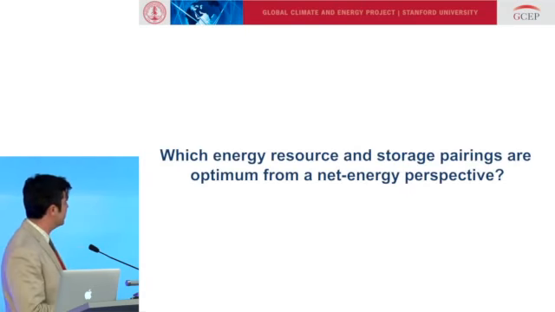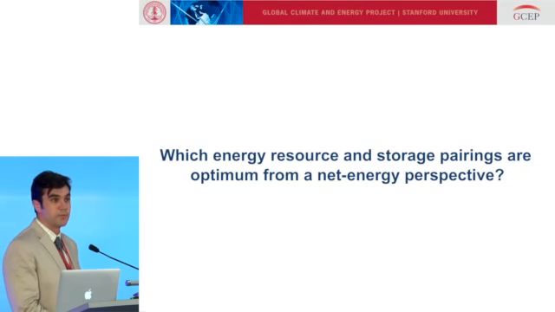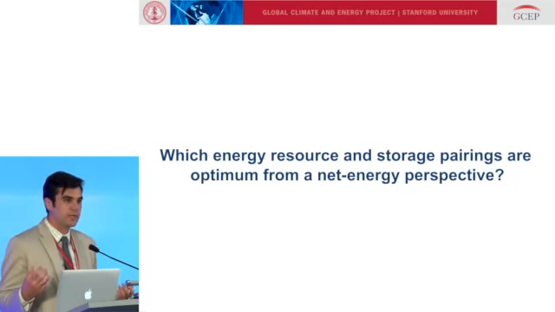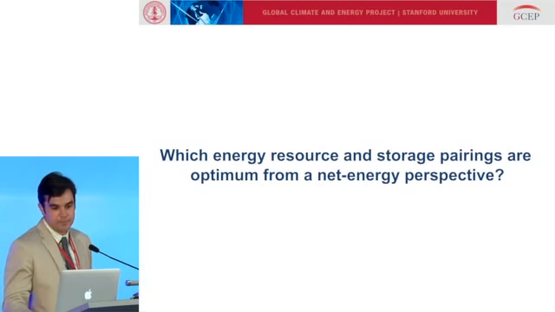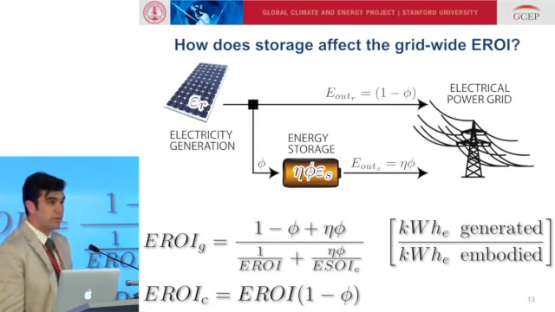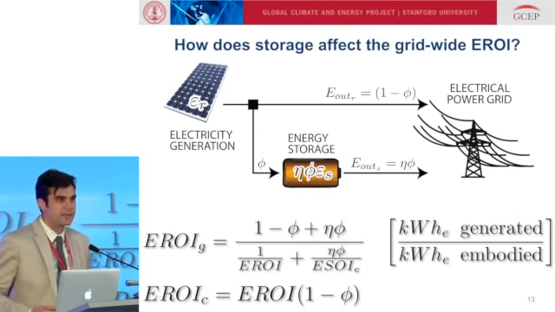All right, so we now know the energetic performance of the resource generation technologies. We know the energetic performance of the storage technologies. So what happens when we pair these together in a microgrid? What is the grid scale energy return on investment value? And how can we optimize that? I don't have time to go through a full derivation of this theoretical framework, but I'll walk through the basic schematic framework.